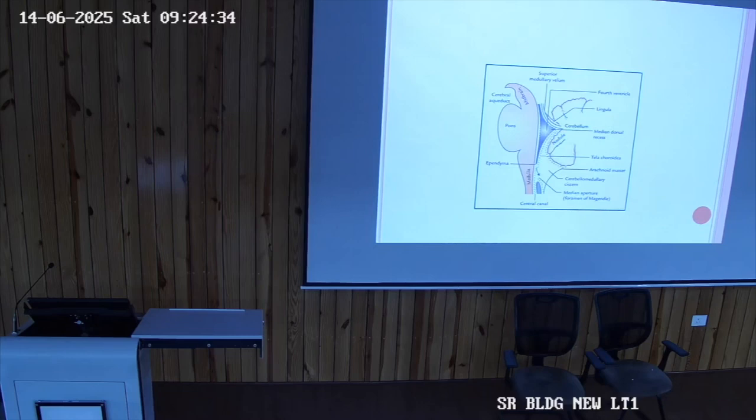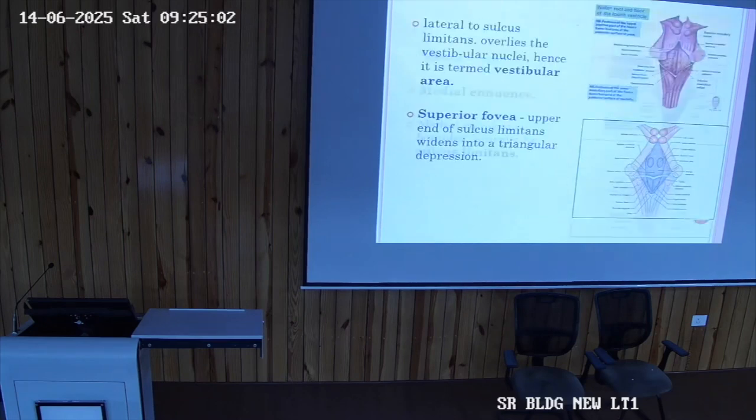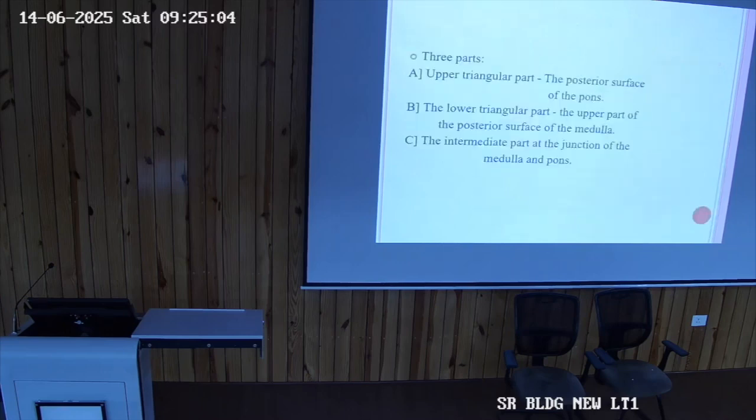So this picture shows that the dorsal surface of the pons, this portion, and the upper part of the medulla, they will be forming the floor of the fourth ventricle, and this one is the roof of the fourth ventricle, formed by the superior and inferior cerebellar peduncles and then the velum which are bridging those peduncles. Now what are the features in the floor of the fourth ventricle? Just look at this picture.